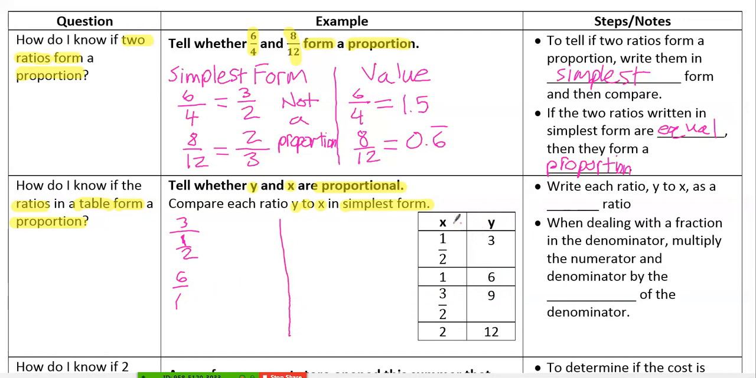The next one is y to x. Y to x, order matters. 9 over 3/2. And 12 over 2.